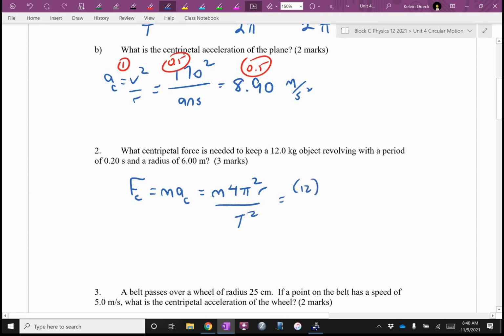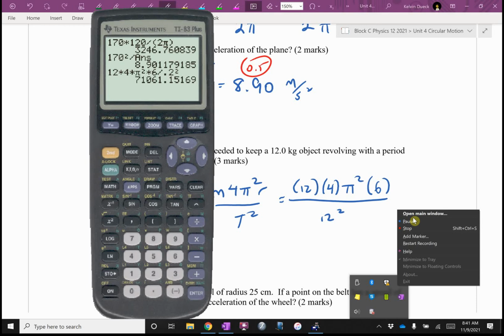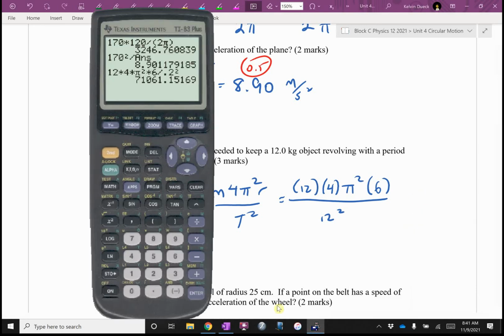M is 12 times 4 pi squared times 6 all over 0.2 squared. I said, okay, 12 times 4 times pi squared times 6 divided by 12 squared. No, not 12 squared. That's a 0.2, Mr. Dewick. Read your own writing. 0.2 squared. And I got a really big force. Let me pause for a second. 71,100 if I go to 3 sig figs, newtons.